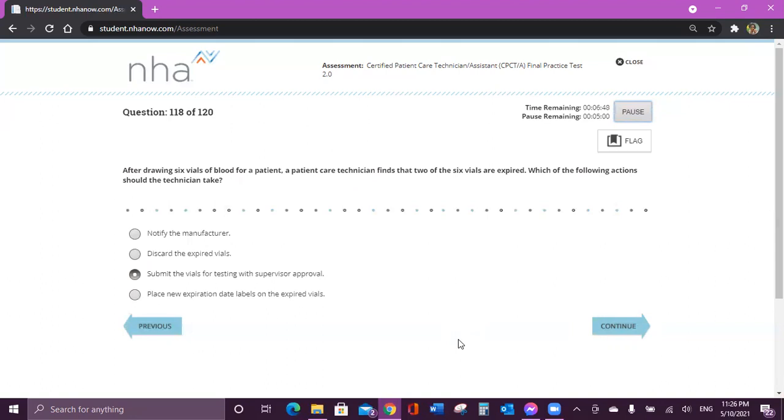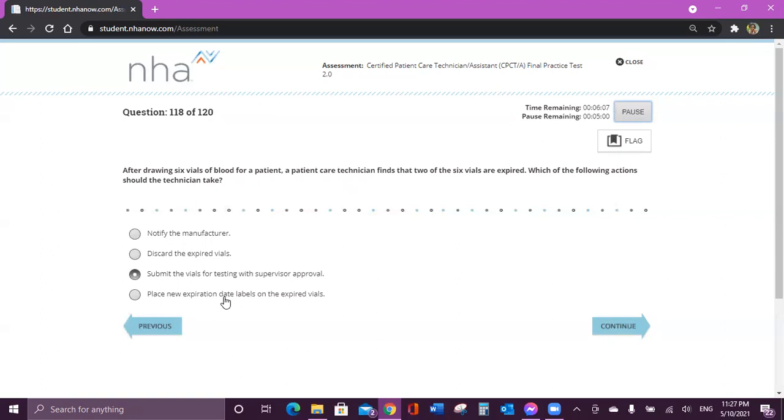After drawing 6 vials of blood for a patient, the care clinician finds that 2 of the 6 vials are expired. Which of the following actions should the technician take? Notify the manufacturer, la D, la lámina C. Discharge, A, B. Discard specimen. Submit the vials for testing.